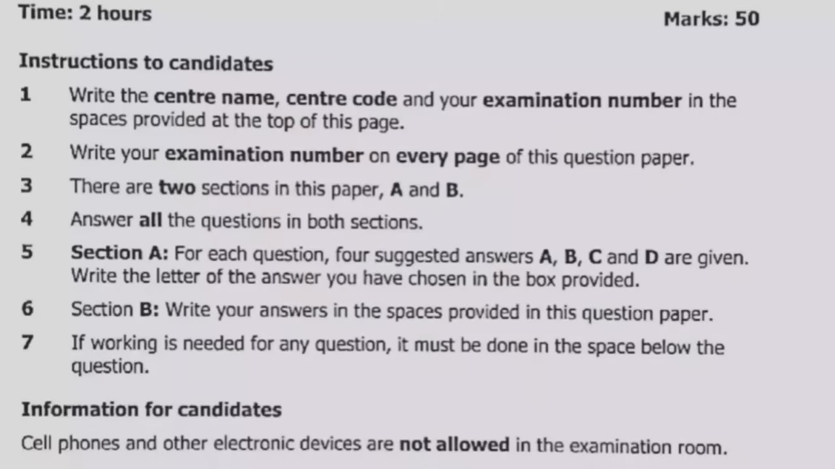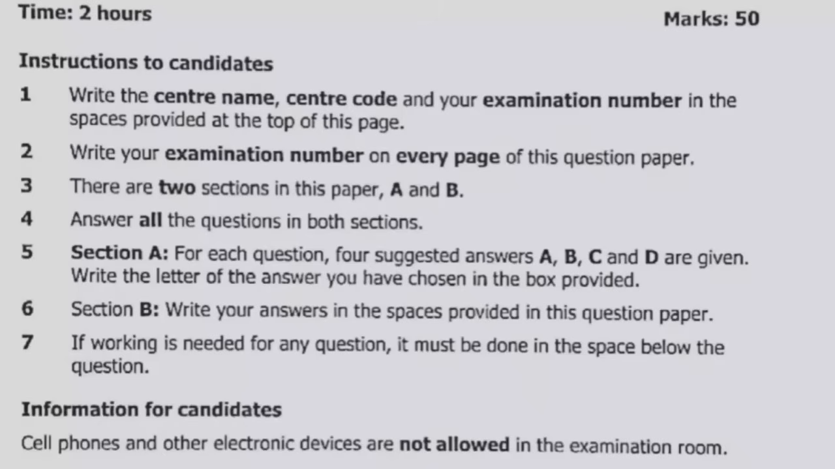We come to the instructions for this paper. As usual, the paper will take 2 hours and it has 50 marks. I'm going to go through the instructions because ECZ recently, early this year, published a statement saying that the Grade 9 exams will no longer come with the answer booklet. So when the paper comes, there will be just question papers. There will be no answer booklets. That means students will be recording their answers in the same question paper. So I'll go through the instructions so that we can see some differences that have been brought.